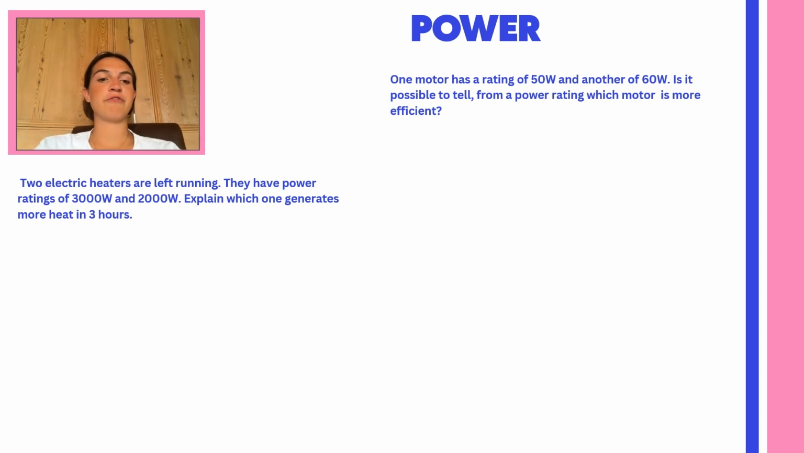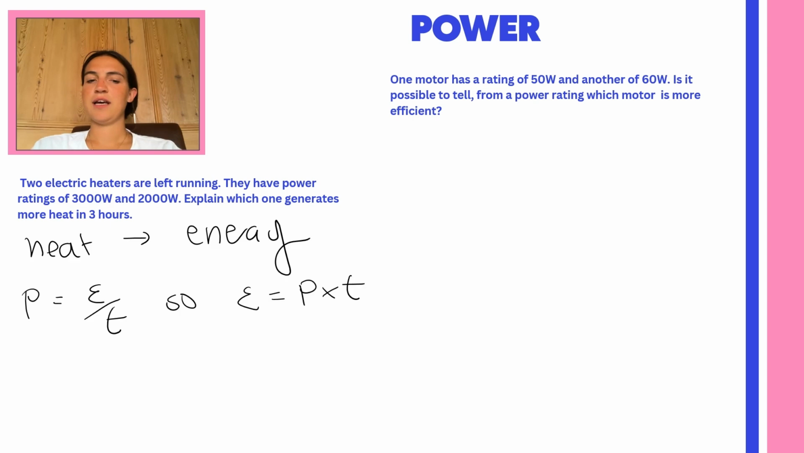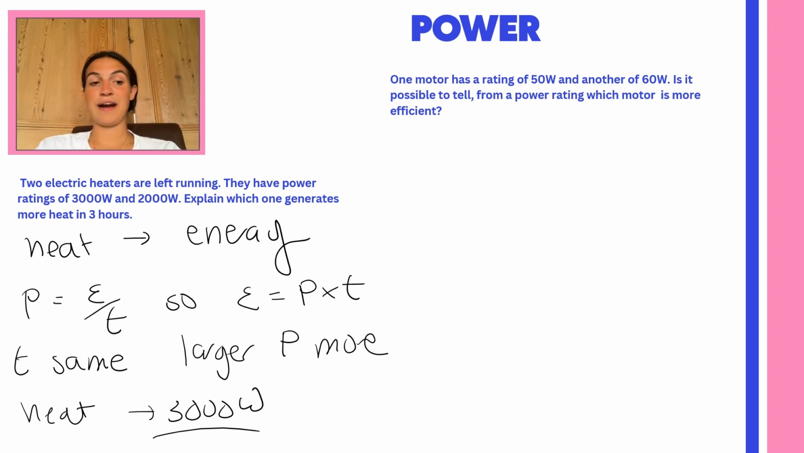Okay, some questions for power. Two electric heaters are left running. They have power ratings of 3,000 and 2,000 watts. Explain which one generates more heat in 3 hours. First, we need to appreciate that heat is a type of energy. So I'm looking to relate these power ratings to energy. And I know that power is energy over time, so energy is power times time. Since these are both left on for 3 hours, the time's the same. So the one with the larger power does more heat in that time. So that is my 3,000 watt heater.